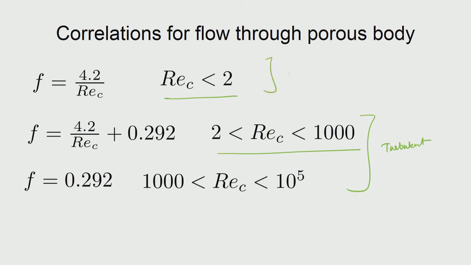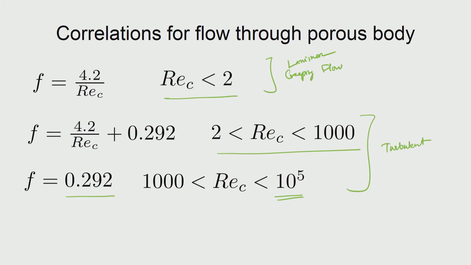So, this is basically the creeping flow regime, or laminar regime. For turbulent regimes you do have a correction, and like Newton's law that we have seen for flow over a sphere, at very high Reynolds number we see that the friction factor turns out to be a constant.